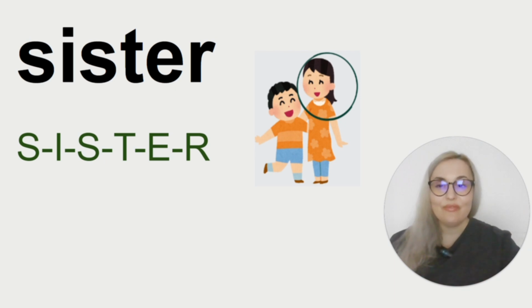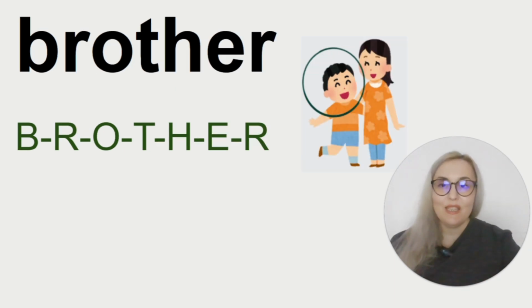Sister. This is brother. Repeat after me. Brother. Now let's spell it. B, R, O, T, H, E, R. Brother.